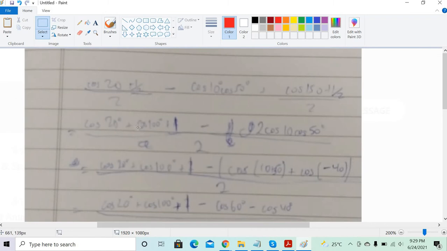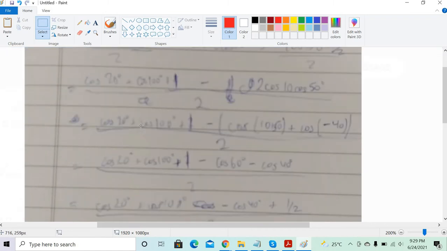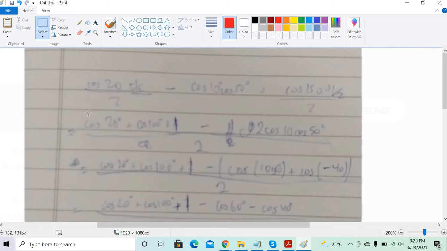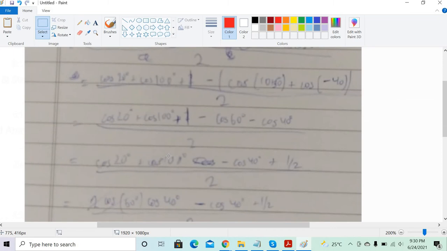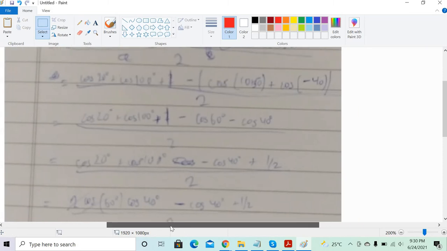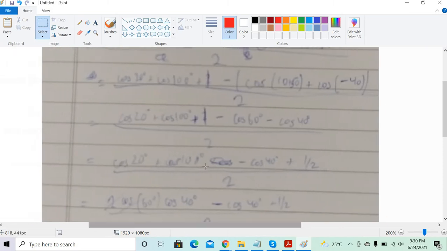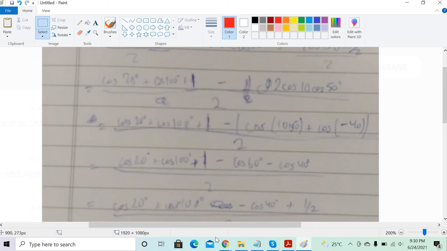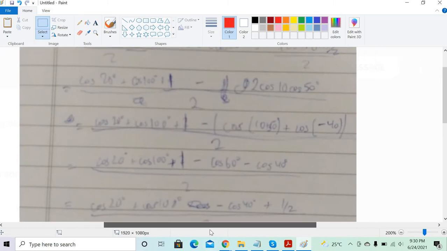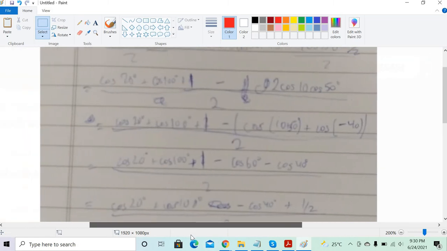We'll see. So 1 by 2, where is 1 by 2? And then, okay, that I changed it to 1. So 1 plus 1 by 2. So, okay, let's see where you applied the formula here.